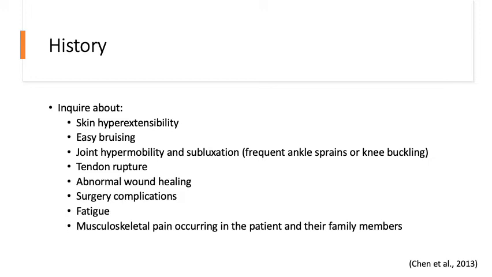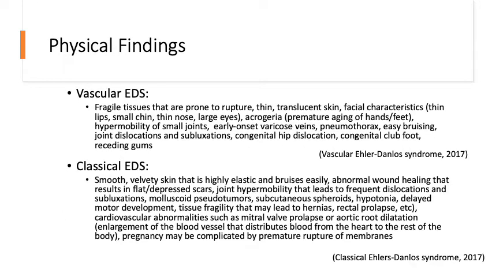It's important for the provider to ask about skin hyperextensibility, easy bruising, joint hypermobility and subluxation, which commonly presents with frequent ankle sprains or knee buckling, tendon rupture, abnormal wound healing, surgery complications, fatigue, and musculoskeletal pain that occurs in both the patient and their family members.